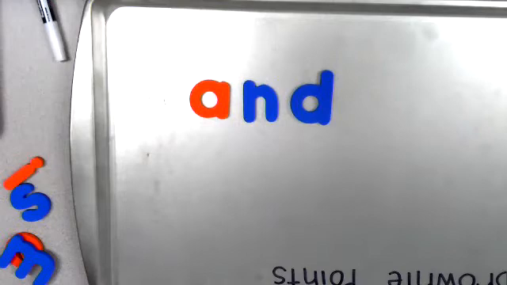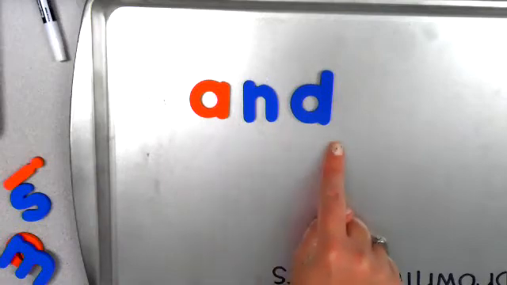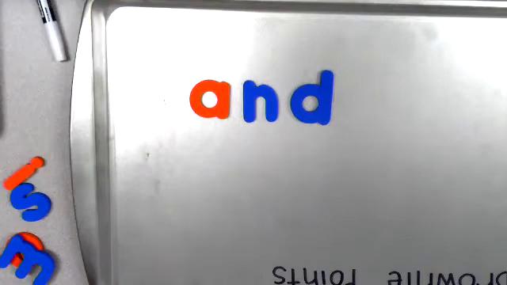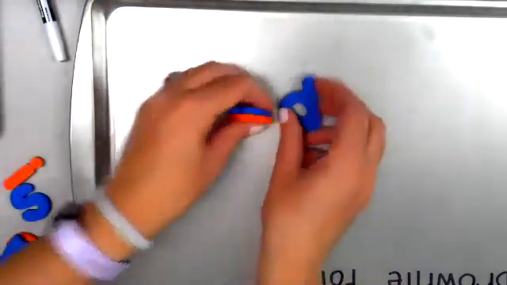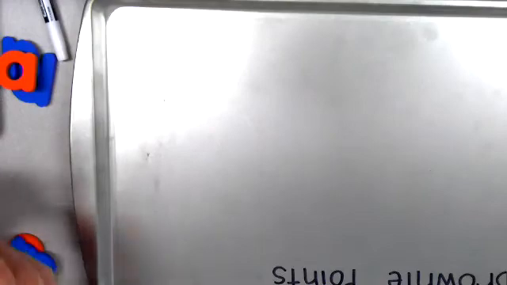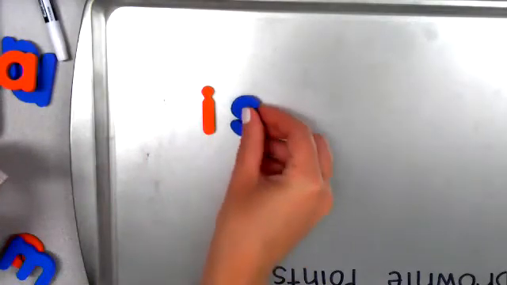Go ahead and make the word and yourself. A, n, d. And. Once you've made the word and, go ahead and take down the A, the N, and the D. Now, let's do another sight word. We're going to make the word is.